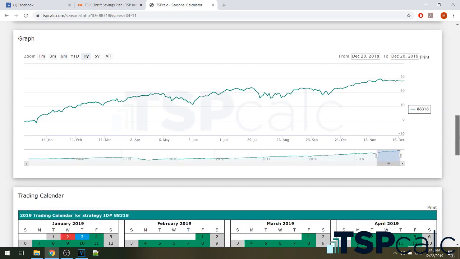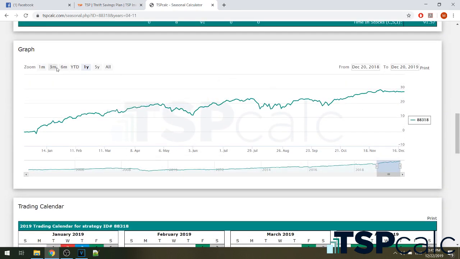Moving down, here's a graph. And the most important thing to note about the graph is that you can change the time window up here in the left corner, okay? It looks like it's defaulting to 1 year. So if I hover over it, it'll tell me as of Monday, September 30th, 2019, strategy 88318 was up 21.73% compared to this start date, compared to December 20th of 2018.